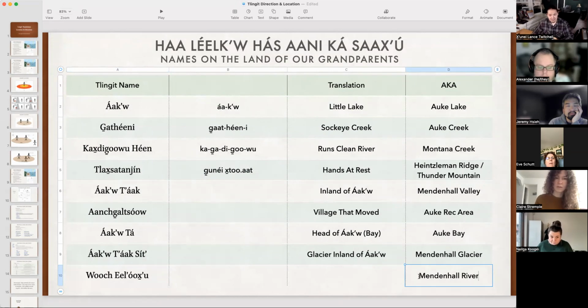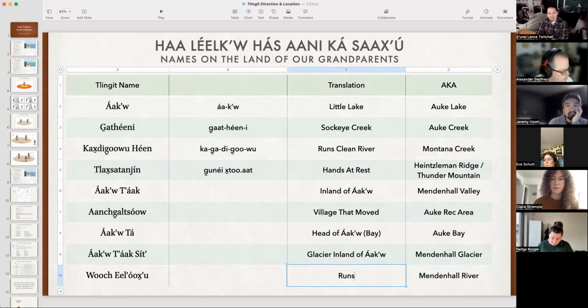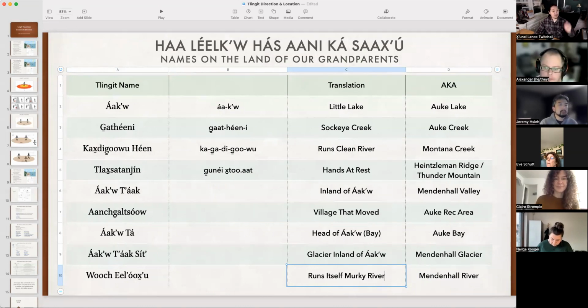So I don't know why we're saying this person's name. Just so much. And this is runs itself murky river. So those are two related sort of concepts when we think about rivers, water, things like that.